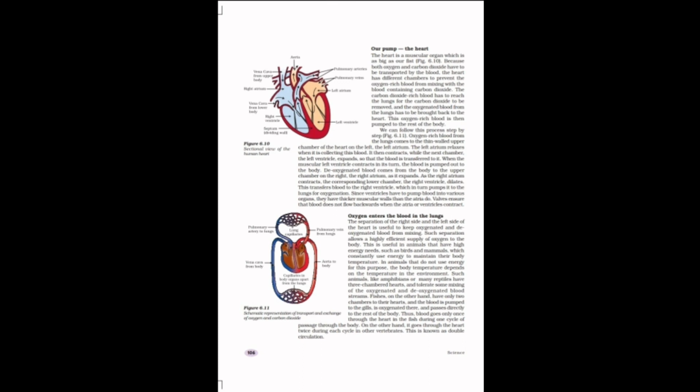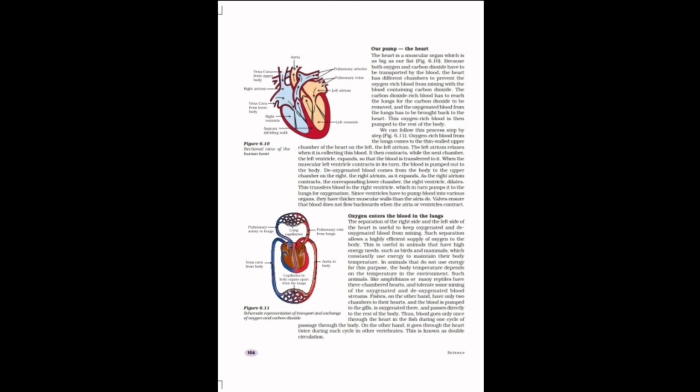On the other hand, it goes through the heart twice during each cycle in other vertebrates. This is known as double circulation. Blood pressure. The force that blood exerts against the wall of vessels is called blood pressure.